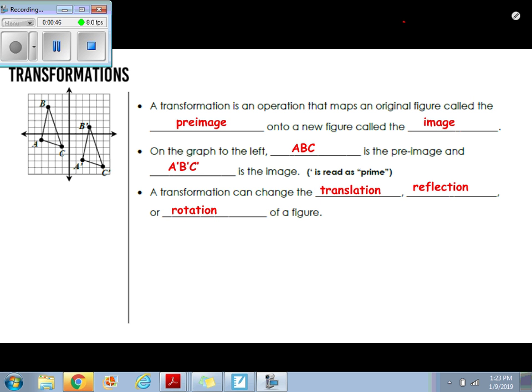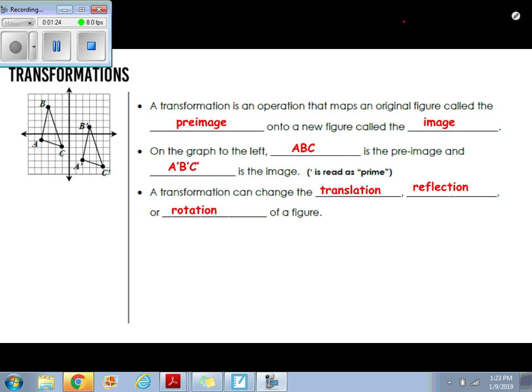Okay, so we're going to take some formal notes on this now, and there's a little bit of vocab in here that you need to know. The first word you need to know is pre-image. What does pre mean? Before. So the pre-image is what you start with, before you do any kind of a movement. So you're typically always given your pre-image. When you do your transformation, which in this case we were doing all translations, that final thing you draw is called your image. So the first one is your pre-image, the second one is your image.